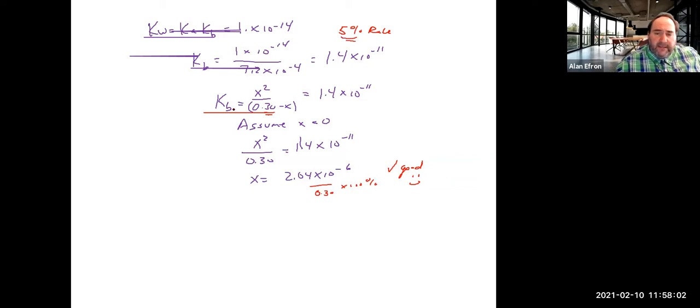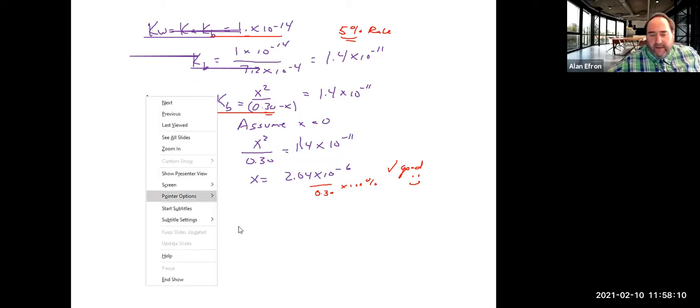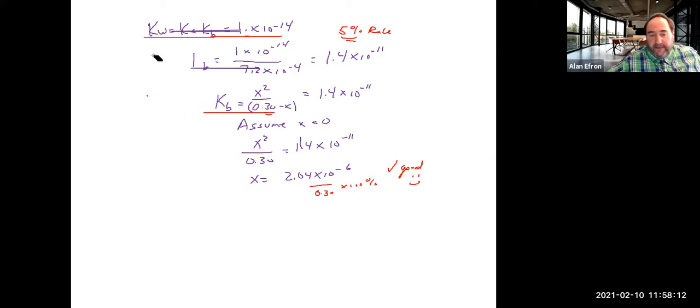Other questions? I think the other question was answered, but again, this 1 times 10 to the minus 14 is our Kw constant value, basically. All right, there.